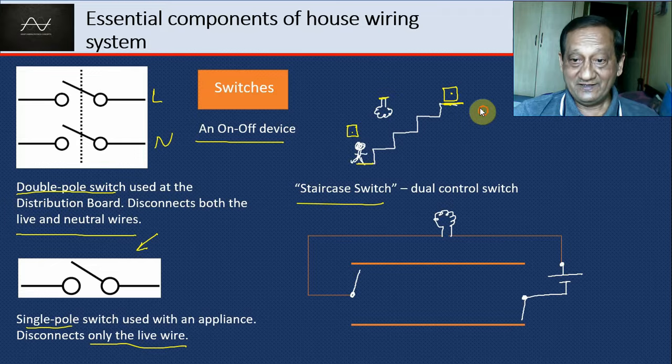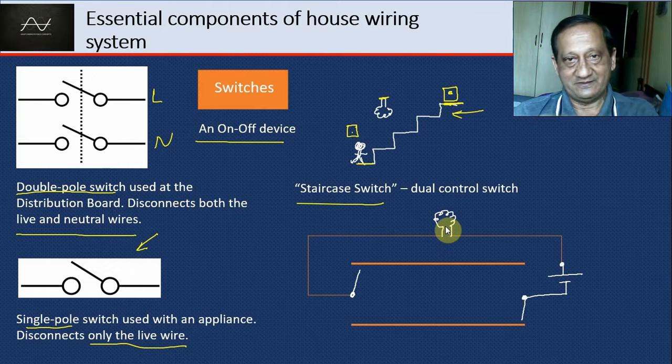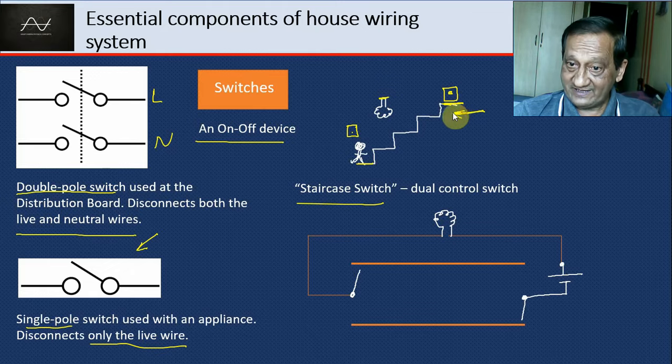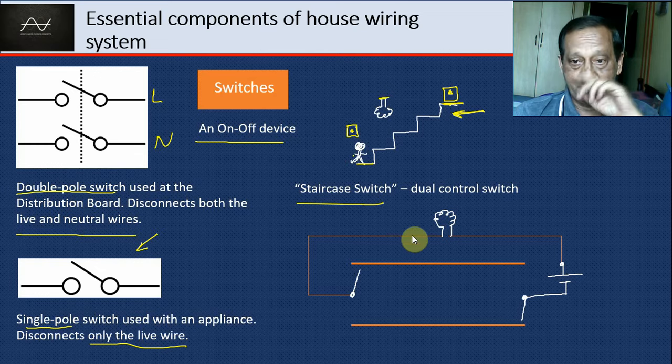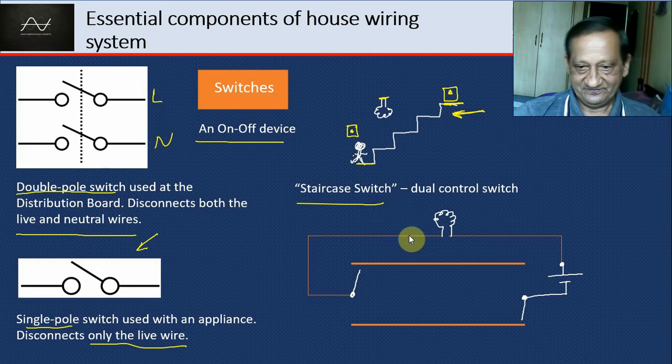Again, when he's returning, he toggles this switch. Toggle means change the state from here to here. While returning, he should be able to switch it on, and again, while coming back, he should toggle the switch. So both the switches should be toggle types. So what is the wiring there? The switch is different, the wiring is different.